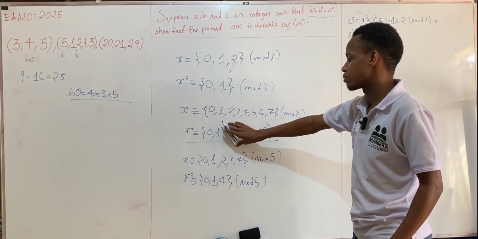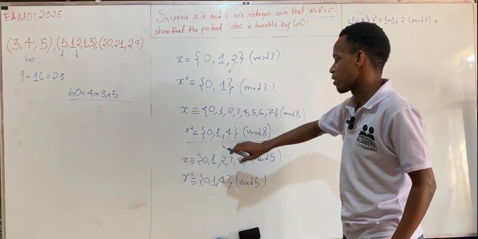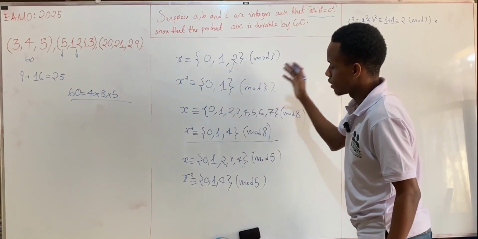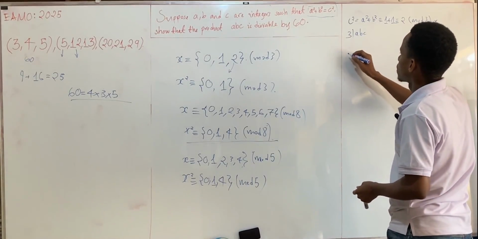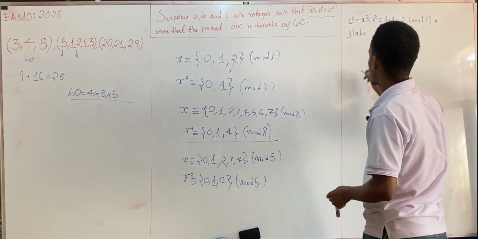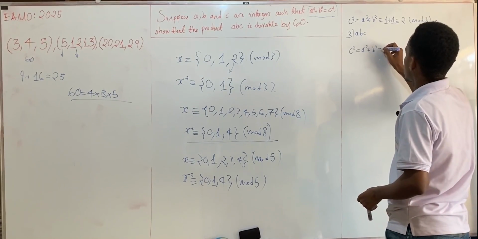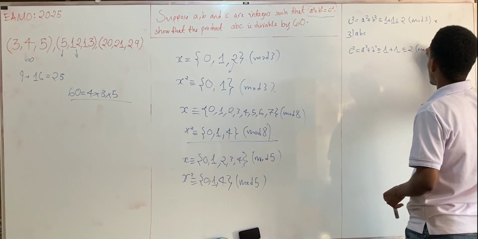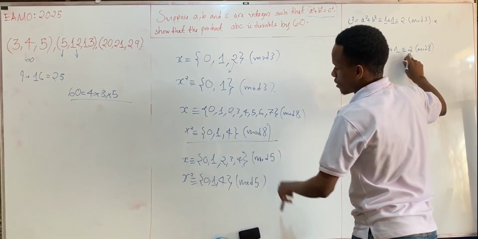Because if a square is congruent to 4 or 0 modulo 8, then it has to be an even number. So some two of them will have to be congruent to 1 modulo 8, and the third one will either be 0 or 4 modulo 8. If we try a little casework, for example, if A and B are the odd ones, then C squared is A squared plus B squared, which is congruent to 1 plus 1, congruent to 2 modulo 8. But this is not a square modulo 8 because 2 is not present in this set.